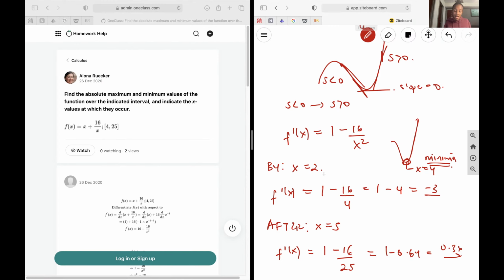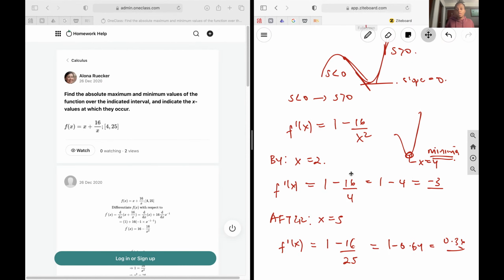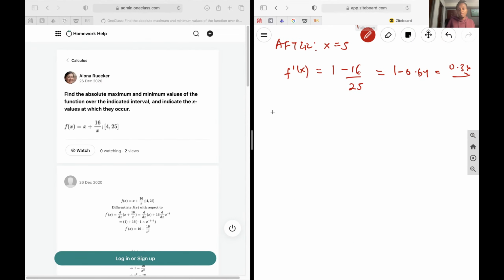And it is going to be an absolute minimum within the interval that they've given us because I haven't found any other extrema values. And so my final answer is that I have an absolute minimum at x is equal to 4, and we said that f of x is going to be equal to 8 at that point.